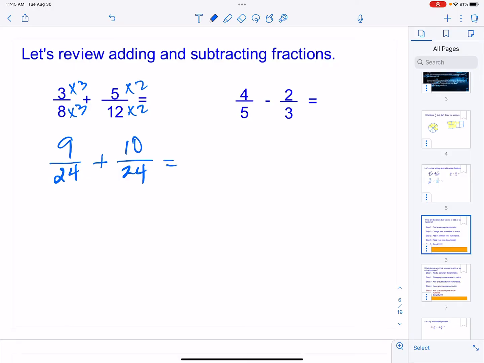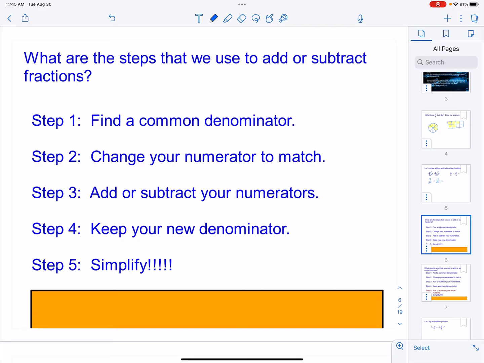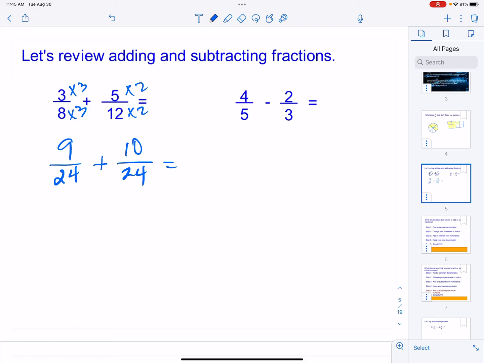Now once we've done that, then all we have to do is add or subtract our numerators, keep our new denominators, and of course, simplify. So 9 plus 10 gives me 19. I keep the bottom number 24, and I ask myself, could I divide 19 and 24 by some number, by the same number? And you cannot, so 19 over 24 is a simplified fraction.